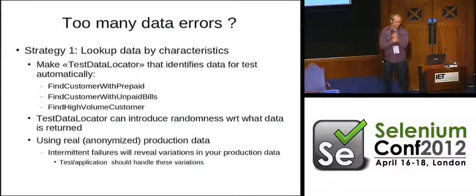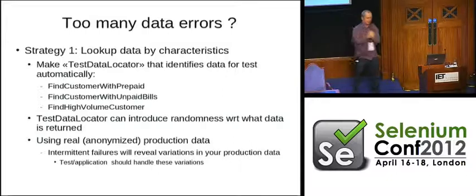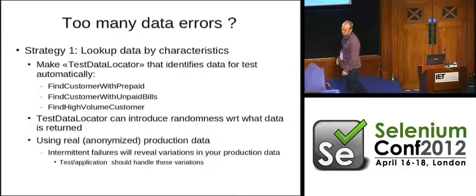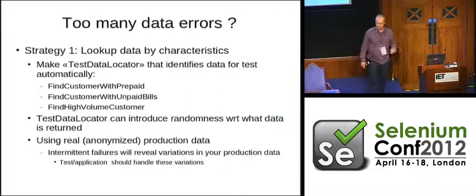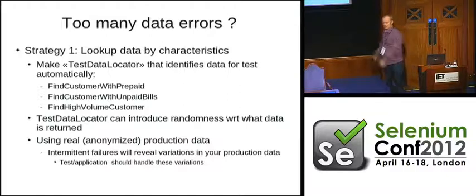Data errors are another whole category of problems. What you would typically do is make some kind of test data locator that identifies data with given characteristics. Like find customer with unpaid bills. Simple method, right? And what that does is basically find some way into the data sources for the system and find a customer like that. Now, you use this customer, so what the test data locator also has to do is, if this customer doesn't have a login for the application, it has to make one. It just has to make sure everything works.